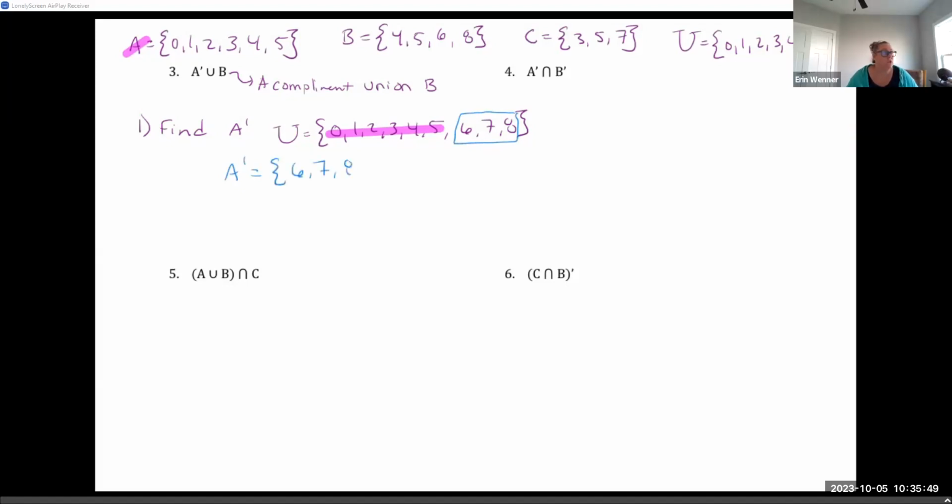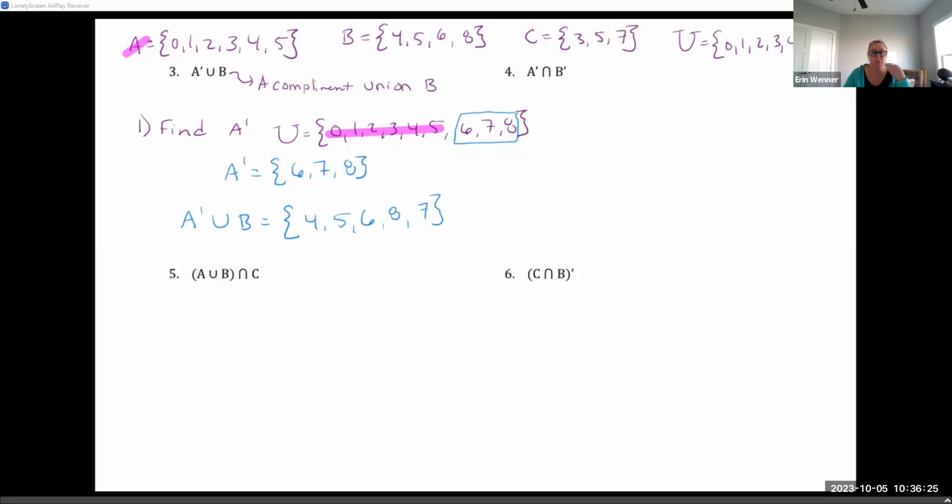So we want to union that with B. So A complement union B. What that means is we want to add them together. We're going to combine them into a bigger group. So remember, set B is 4, 5, 6, and 8. So we're going to take 4, 5, 6, and 8, right? That's all the B stuff. And then what is the piece we're missing? We're missing 7 in order to put those together.